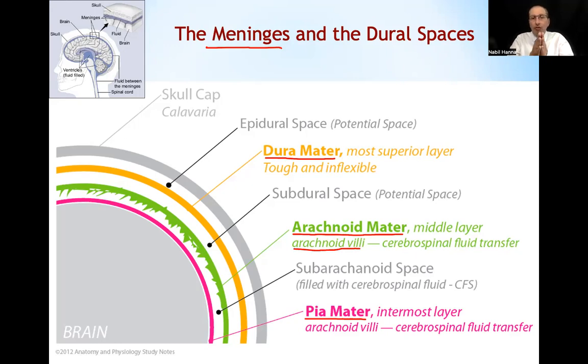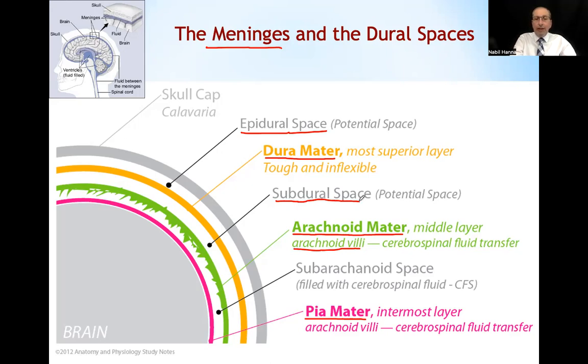So the presence of 3 layers of meninges creates 3 dural spaces. The first dural space is outside the dura mater, that's to say between the dura and the skull, and is known as epidural space or extradural space. And that's a potential space, meaning that it does not have any fluid inside, just blood vessels, arteries, and veins. And then the second space is the subdural space, another potential space between the dura mater and the arachnoid mater.